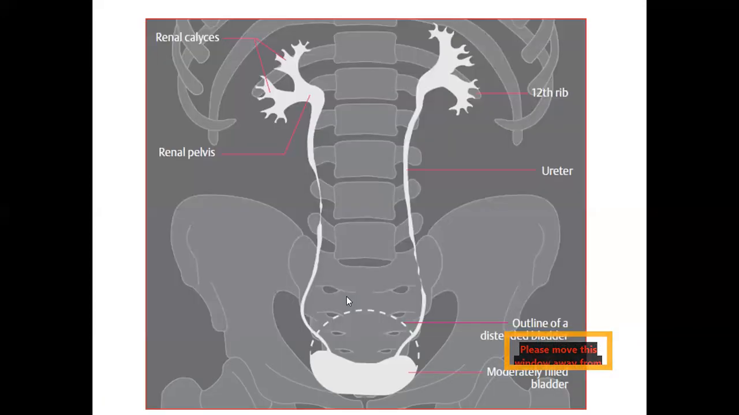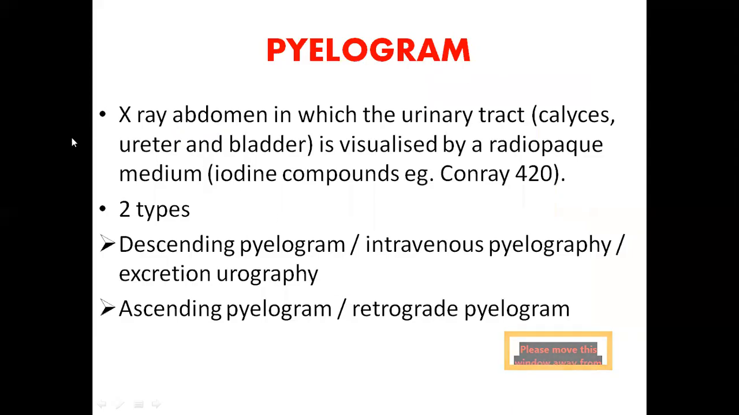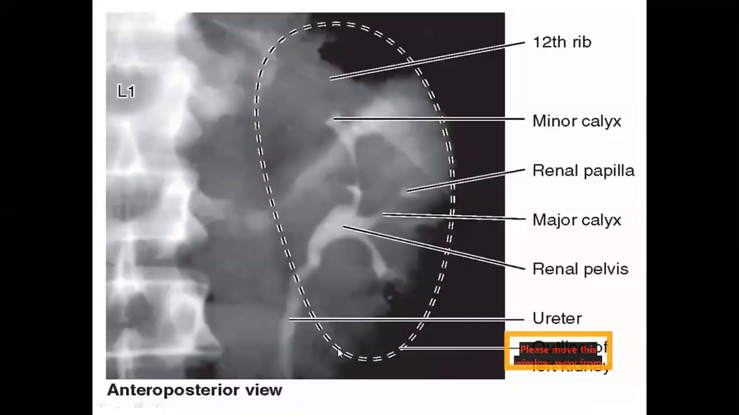So that is pyelogram, an X-ray abdomen in which the urinary tract, that is renal calyces, ureter and urinary bladder, is visualized using radio-opaque medium. Usually iodine compounds are used, for example Conray 420. Two types we have, descending pyelogram and ascending pyelogram. Descending is also called intravenous pyelography or excretion urography. Ascending is also called retrograde pyelography.